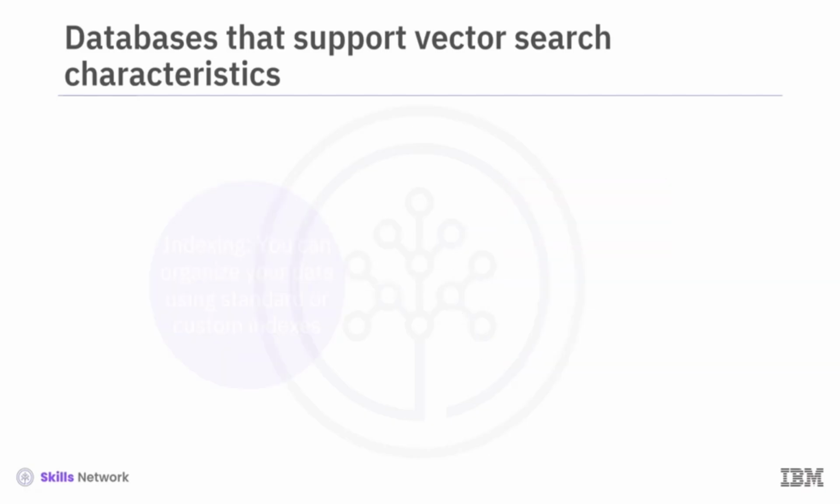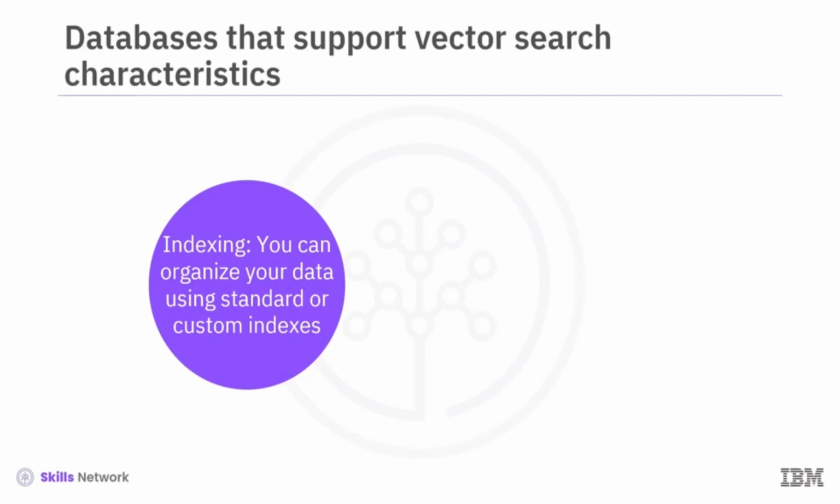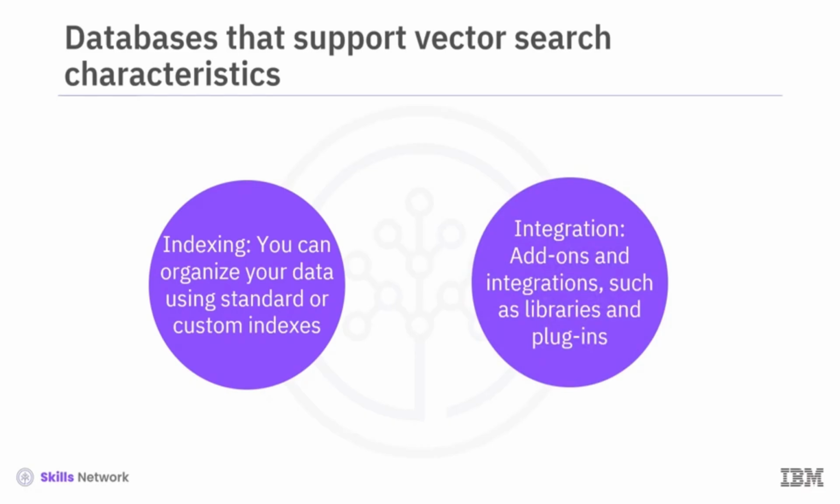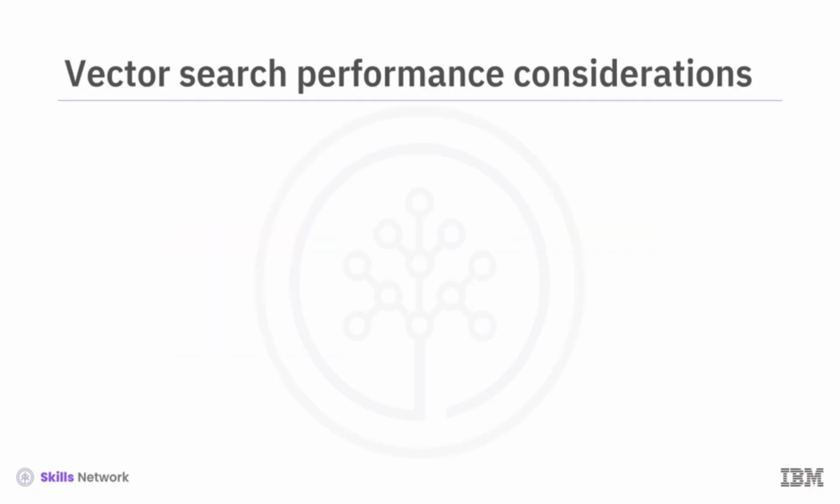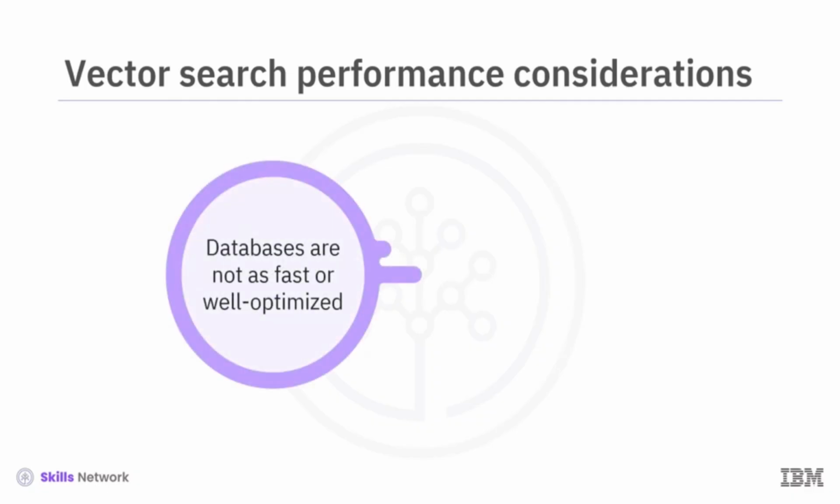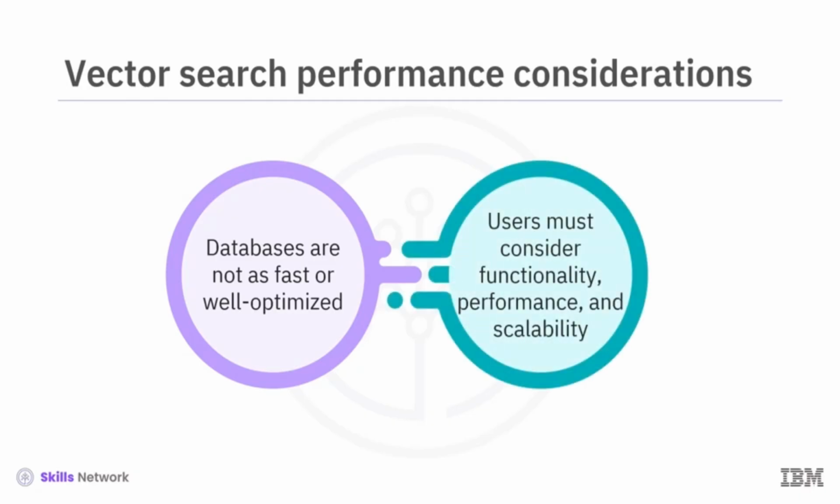Some databases let you organize vector data using standard or custom index structures. This makes it easy to get vectors based on metrics like similarity or distance. Many databases have add-ons or integrations that let users take action on vector data using special libraries or plugins. For example, when performing similarity searches or other vector-related tasks, users can use external tools. Though these databases allow vector search, they might not be as fast or as well optimized as dedicated vector databases. Users must consider functionality, performance, and scalability relevant to their needs.